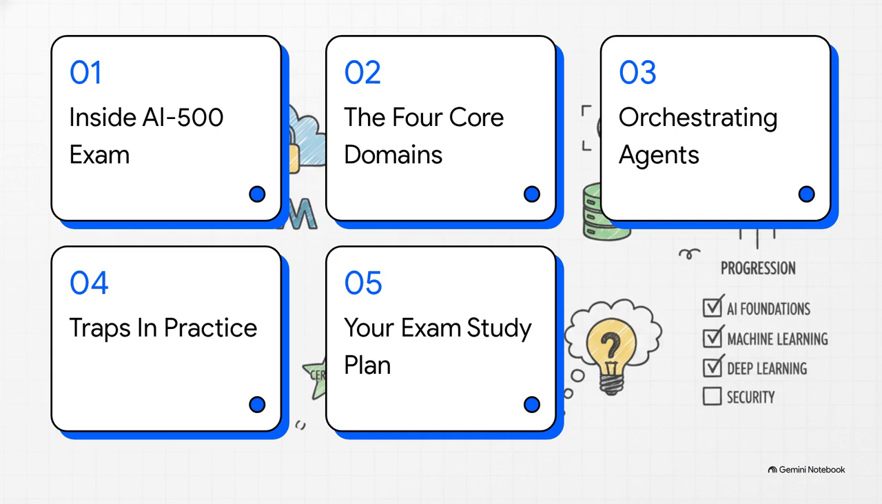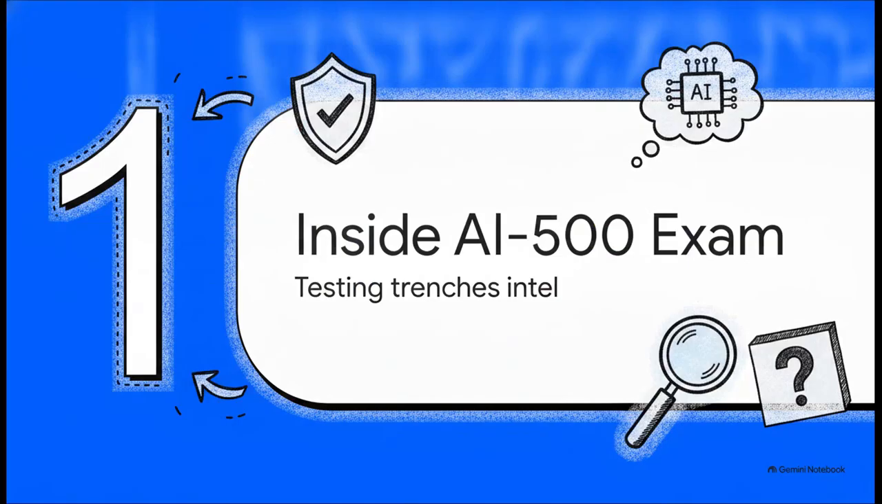So here is our agenda for this explainer. We'll cover inside the AI 500 exam, the 4 core domains, orchestrating multi-agent architecture, traps in practice questions, and finally, your exam study plan. All right, Section 1, inside the AI 500 exam. Let's get some real intelligence straight from the testing trenches.